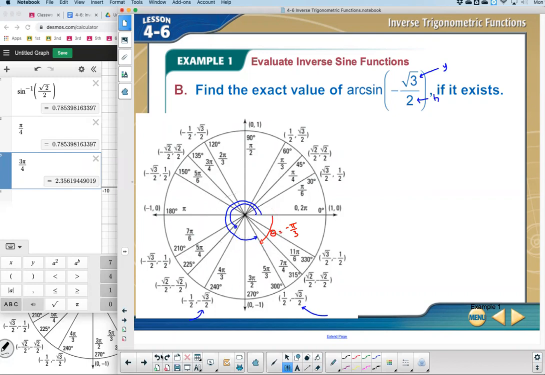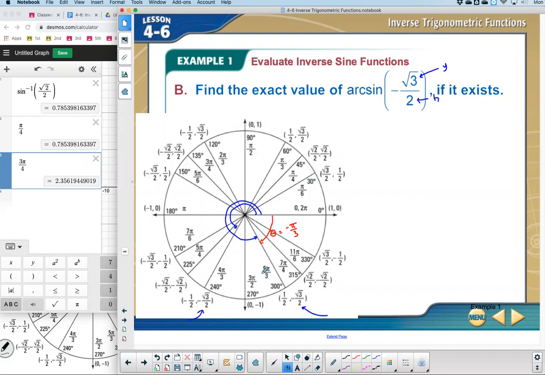Okay, so mathematically, what does that mean for us? It's 2 pi minus 5 pi over 3. 2 pi minus 5 pi over 3 is negative pi over 3. Did I say that backwards? I did. 5 pi over 3 minus 2 pi. Sorry. 5 pi over 3 minus the 2 pi gives us negative pi over 3. That's why it's that one.